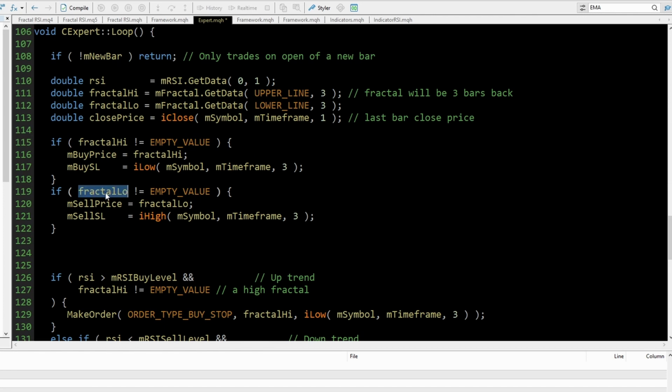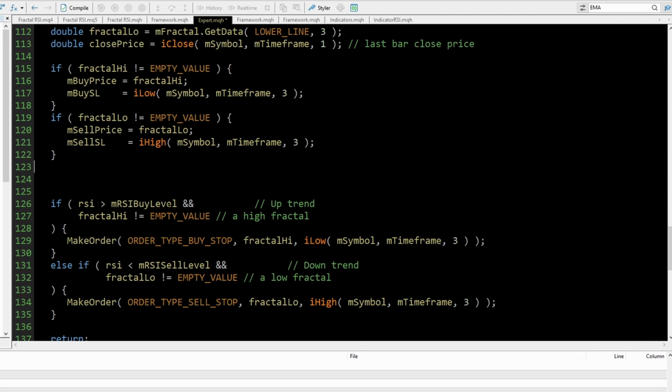Fractal low is the same. If I have a fractal low, then the sell price is the fractal low and the sell stop loss is the high of that bar. And then the logic for opening trades is different. In this earlier logic, I would place the buy stop or the sell stop simply if the trend at the time that fractal appeared indicated a buy or a sell. Now I'm only going to be trading if the trend at the point where this most recent bar closes above or below that fractal shows that I should be buying or selling in that direction.